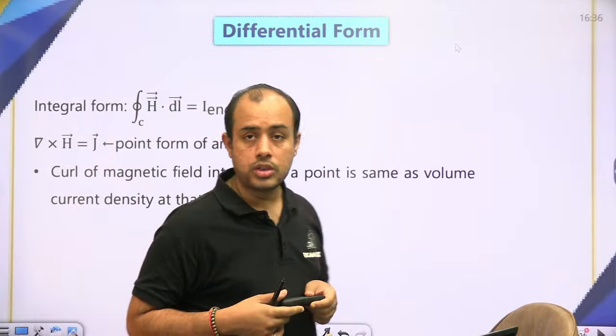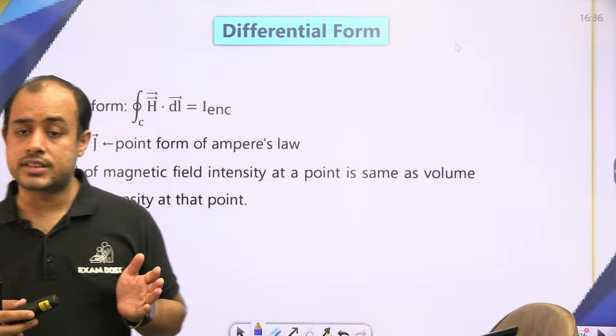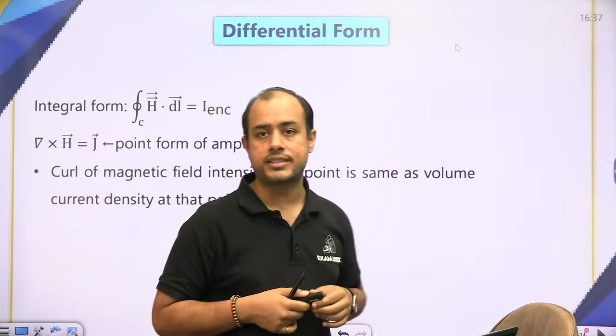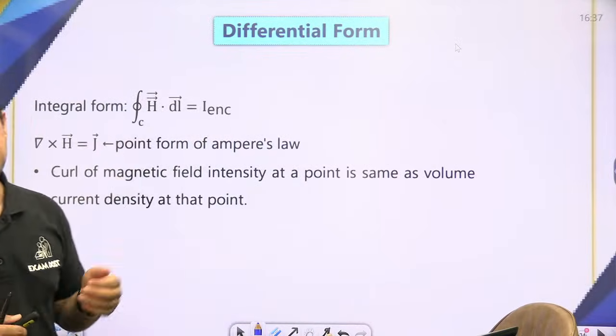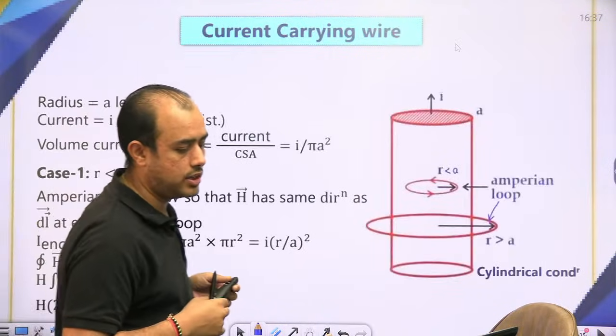ठीक है. So the differential form of the Ampere's law, just like there was differential form of Gauss law, del dot D is rho V, it is del cross H equal to J, where J is the volume current density. This is point form or differential form of the Ampere's law.